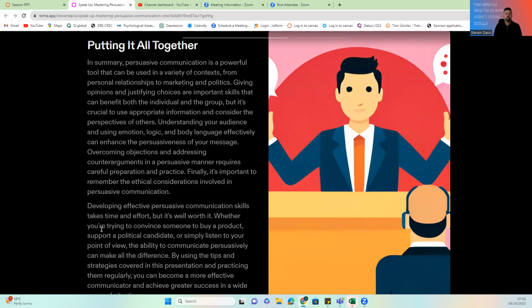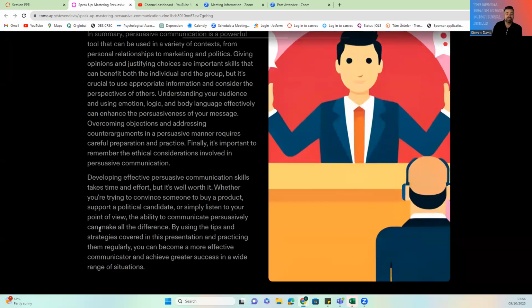Understanding your audience and the use of emotions, logic, and body language effectively can enhance the persuasiveness of your message. Overcoming objections and addressing counter-arguments in a persuasive manner requires careful preparation and practice. Finally, it's important to remember the ethical considerations involved in persuasive communication. Developing effective persuasive communication skills takes time and effort, but it's well worth it.